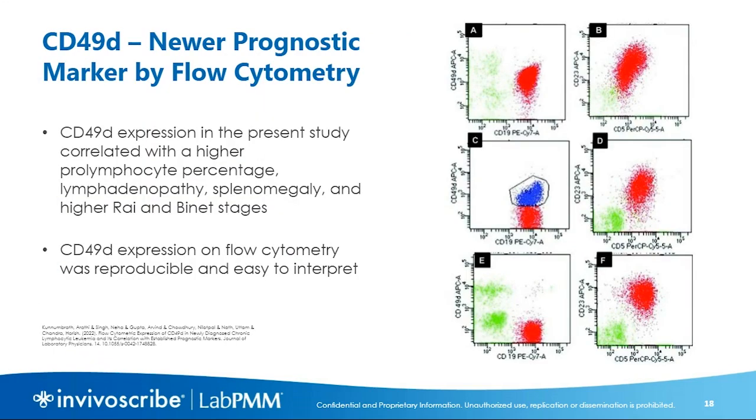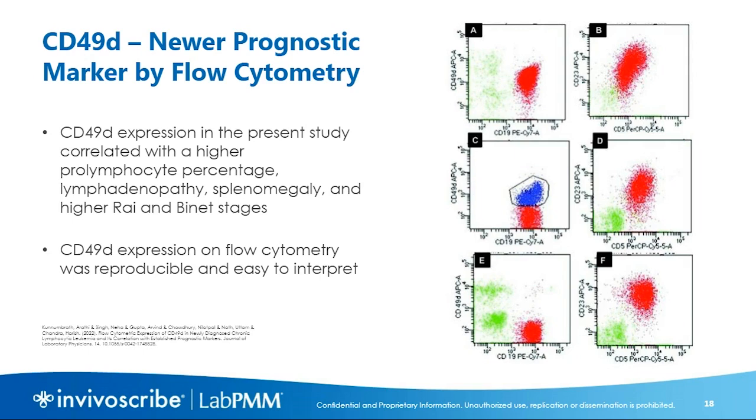So the flow cytometry image here is just depicting the CD49D expression in CLL cells that are shown gated in red, exhibiting bright CD19 expression and positive CD49D expression. In addition, dual positivity for CD5 and CD23 are seen.